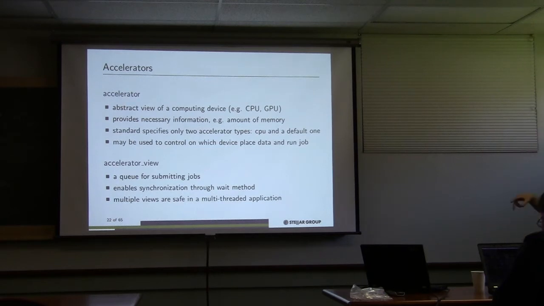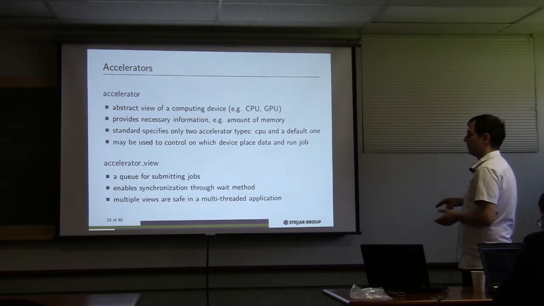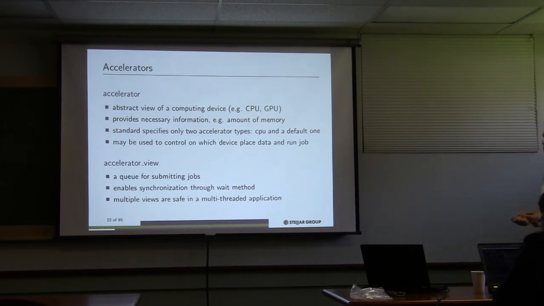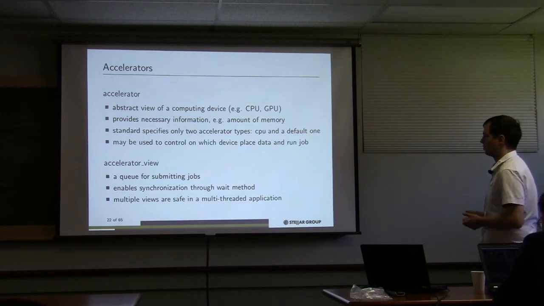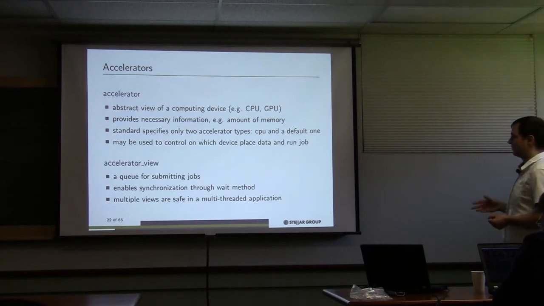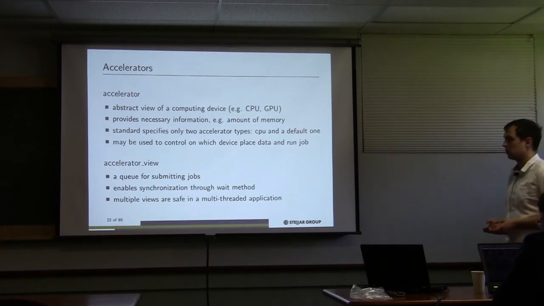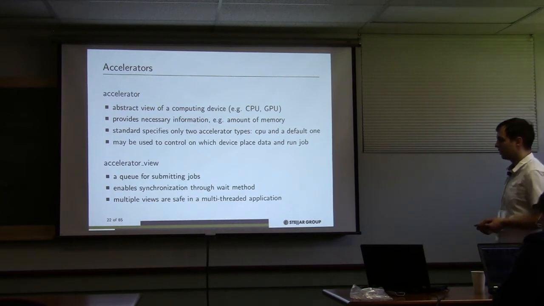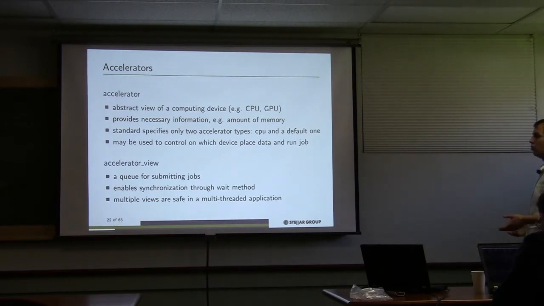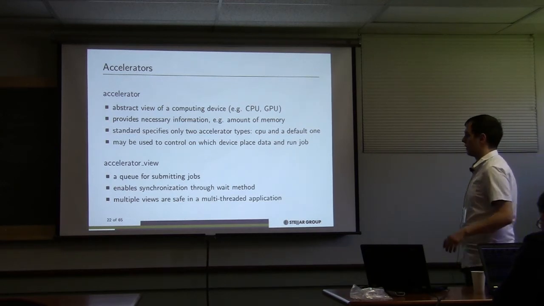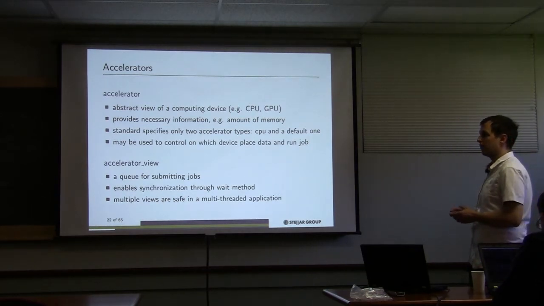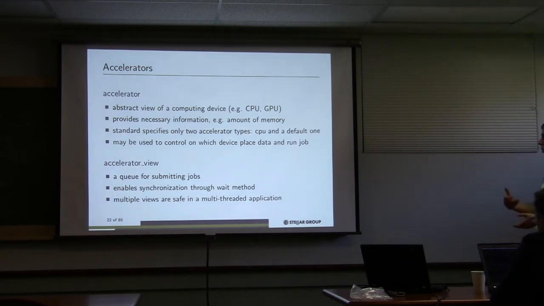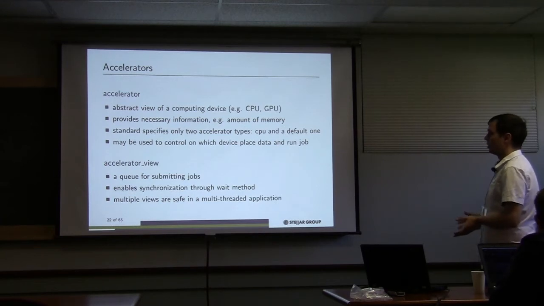The accelerator class only provides some very basic information. It's not possible to directly look for GPUs. What you have to do is get the list of accelerators and then find one which is a GPU. The specification itself provides two types, the CPU and a default one, which will also be the host device. There are Microsoft extensions. In practice, of course, you want to have more accelerator types. You can implement that; the specification allows for that. You can use the accelerator to point the AMP where to put data and where to run your jobs. By default, it will use the default accelerator.